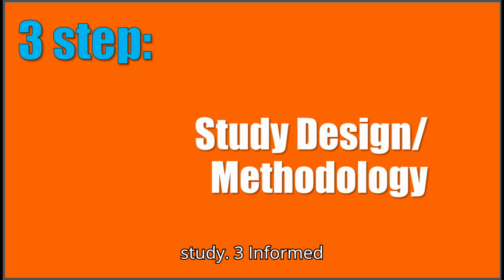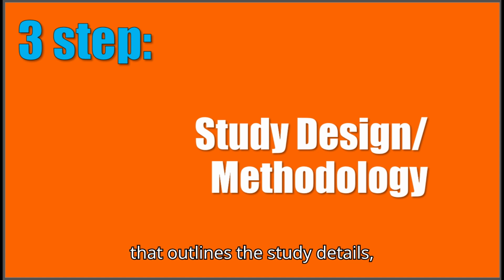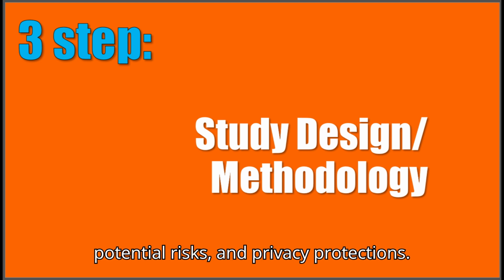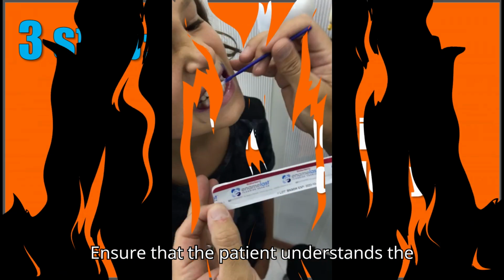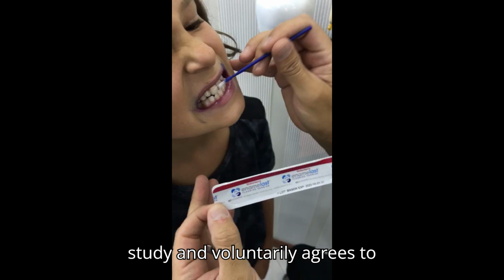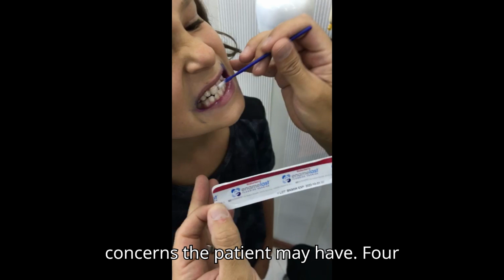3. Informed consent. Create an informed consent form that outlines the study details, including the treatment options, potential risks, and privacy protections. Ensure that the patient understands the study and voluntarily agrees to participate. Address any questions or concerns the patient may have.